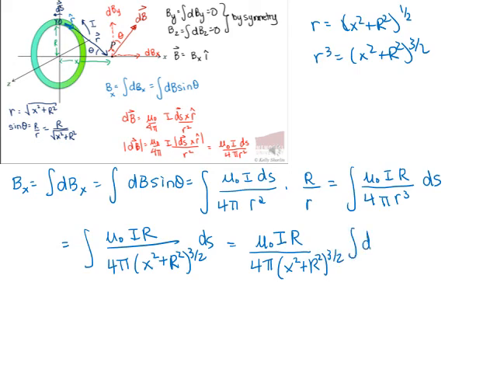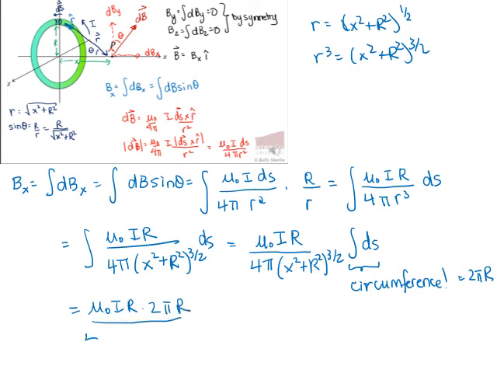And we're left with the integral of ds. The integral of ds is what we get when we add up all the little bits of length around the loop. That's just the circumference. So that's going to be equal to 2 times pi times the radius of the loop. Okay, let's fill that bit in. So mu naught I R times 2 pi R over 4 times pi times x squared plus R squared to the 3 over 2. Let's see what cancels.